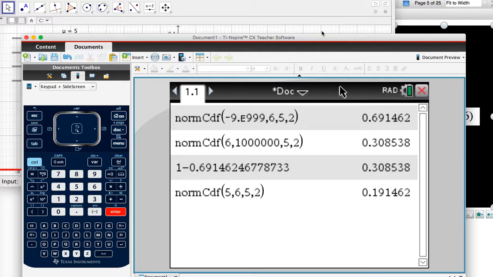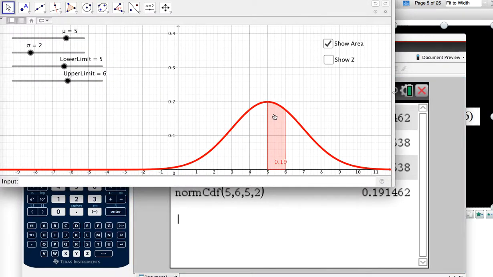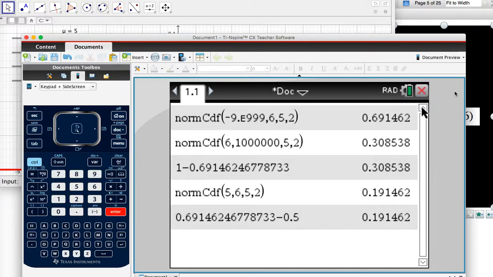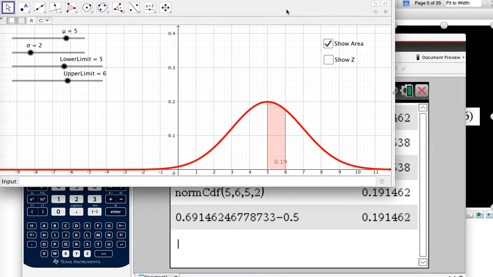Again, a little shortcut I could have done here is, in working out this area here, I already knew what the area was from 6 down to negative infinity, and because 5 is the mean, I know the probability of being less than 5 is going to be 0.5. So I could have taken my previous answer, this one here, and subtracted 0.5, and it would have given me exactly the same answer. So again, I can use my knowledge of areas to my advantage here.